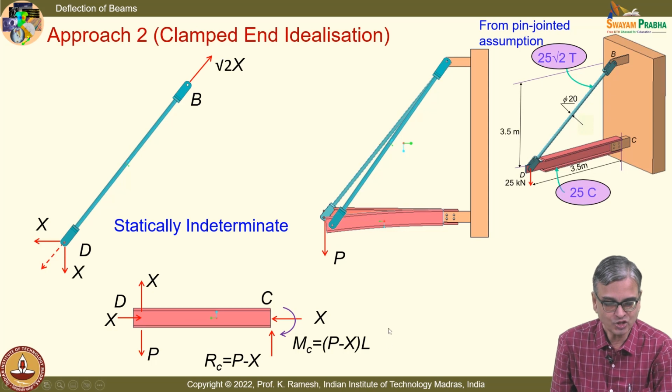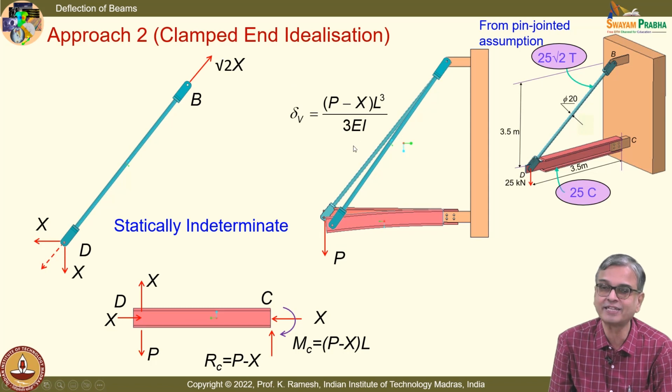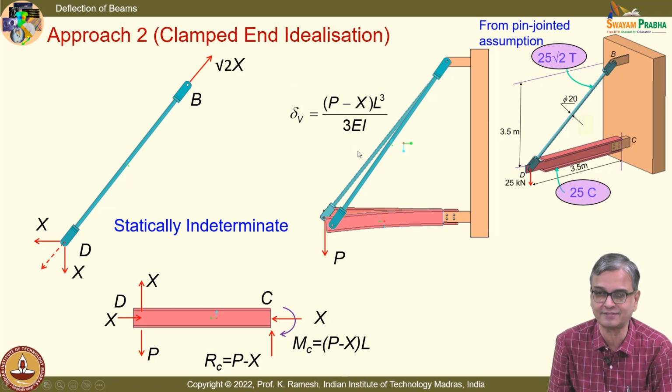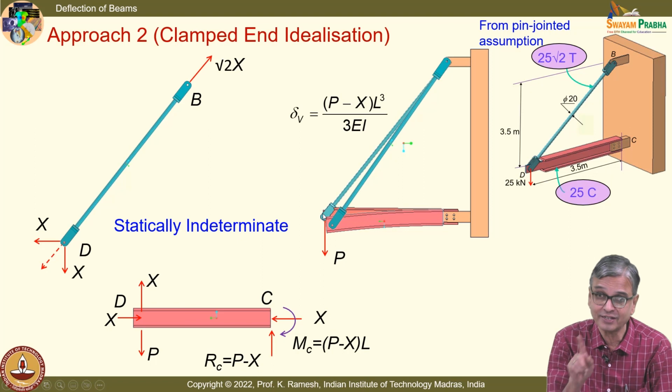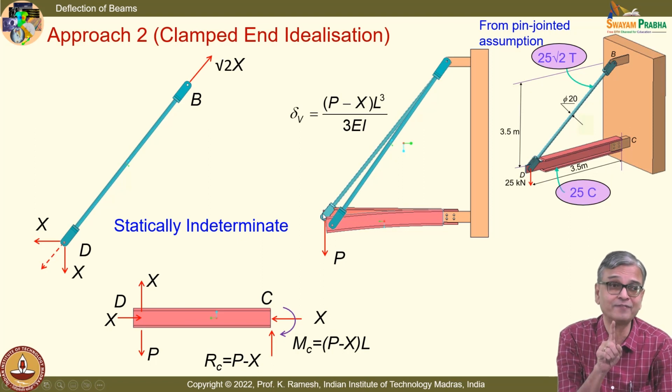So I have to solve this even to get my deflection, and I know the vertical deflection from my beam analysis: PL cubed by 3EI. Here P is P minus X, and X is an unknown. X was known very clearly in the previous analysis. Now X itself is an unknown, that you have to recognize first.